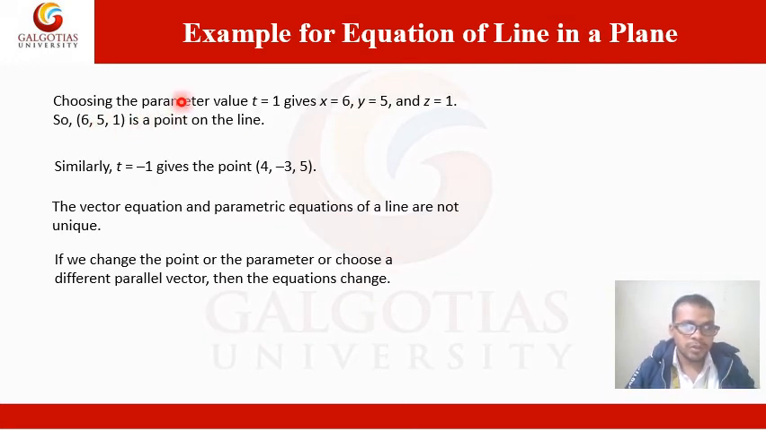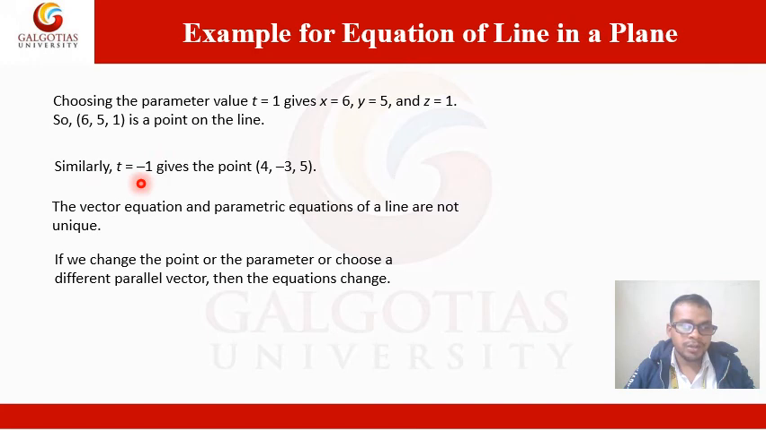So choose a parameter. Parameter means what? A family that can be discussed. So I can vary the value of t according to my need because it is a parameter. By varying the parameter, let's take the value of t equal to 1. So you are getting x equals 6, y equals 5, and z equals 1. So the point on the line will be (6, 5, 1).